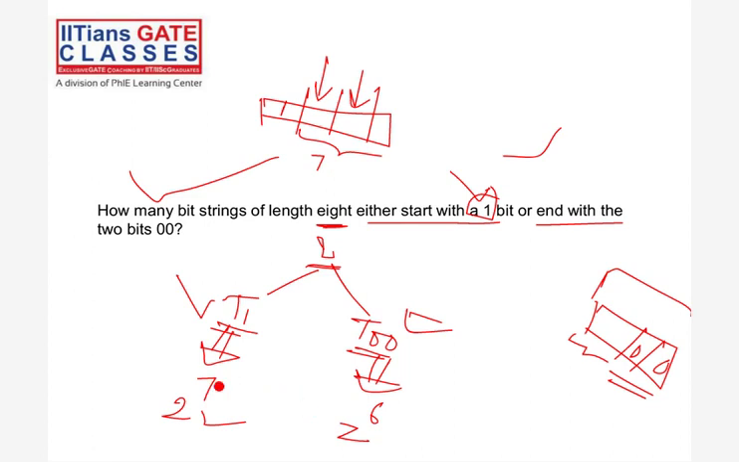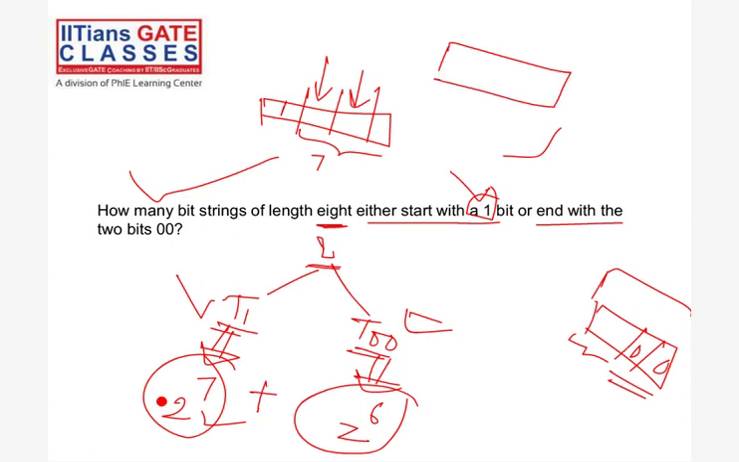Now there is one thing. We could have just added them, but there are some strings which we have counted here also and here also. For example, those strings which start with 1 and end with 00. These kinds of strings we have counted here also, and we have counted here also. So we have counted them twice, and we need to subtract them one time.